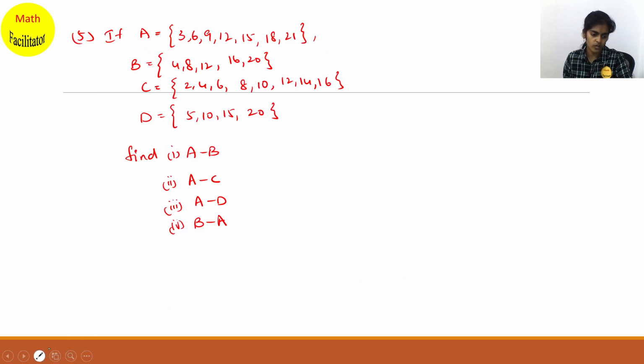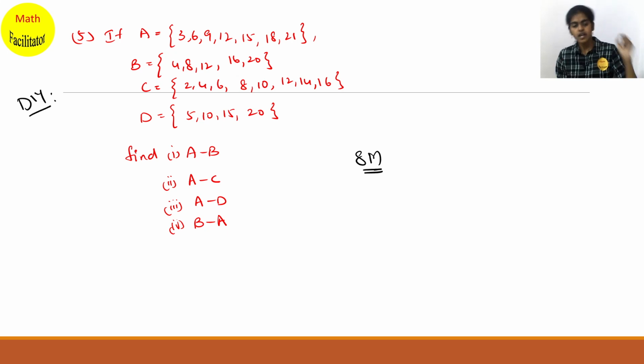So question number 5 is also a similar question. All the questions we have done: A minus B, A minus C, A minus D, B minus A. So here you can see that easily you can score 8 marks from the chapter sets. So I want you all to do this question as a do-it-yourself question. Please do this question and mention the answer in the comment box. Don't forget to mention the answer in the comment box.